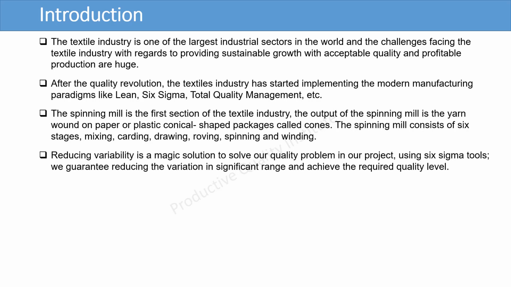Reducing variability is a magic solution to solve the quality problem in our project. Using Six Sigma tools, we guarantee reducing the variation in a significant range and achieve the required quality level.